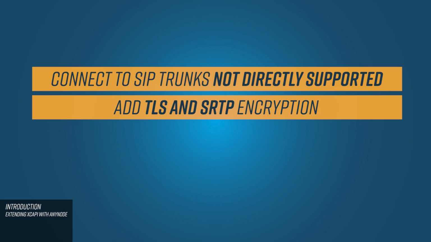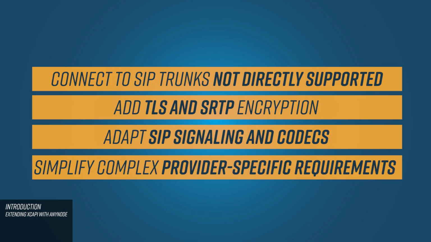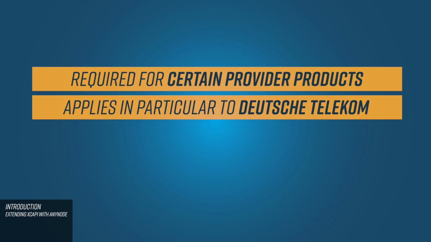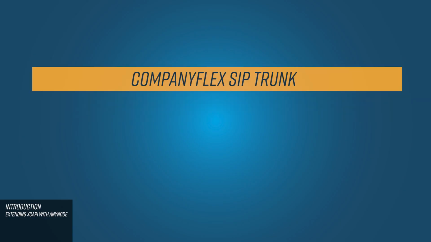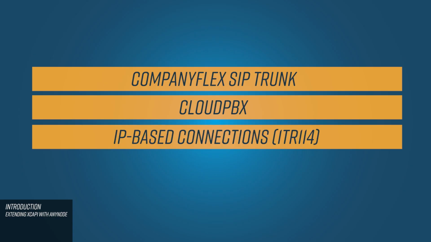Add TLS and SRTP encryption even if XCAPI operates unencrypted. Normalize or adapt SIP signaling and codecs as needed. Simplify complex provider-specific requirements without modifying XCAPI configurations. For certain provider products, this procedure in anynode is required to ensure proper operation and compatibility. This applies in particular to the following Deutsche Telekom offerings: Company Flex SIP Trunk, Cloud PBX, IP-based connections, 1TR114.